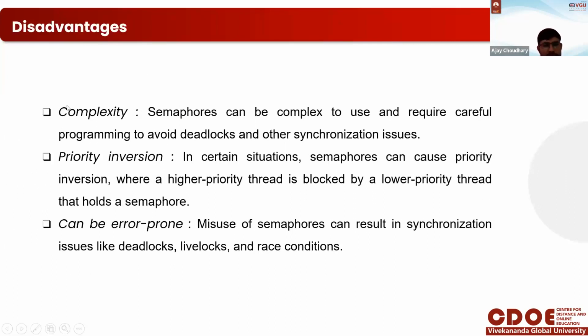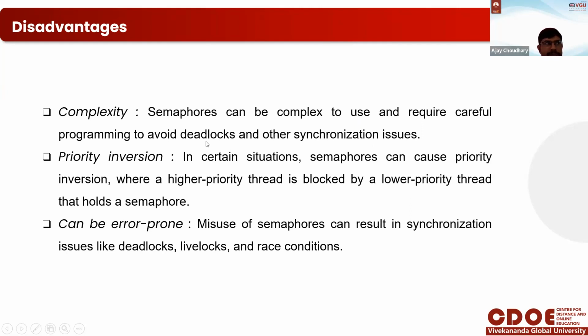These methods are complex to learn and complex to apply. So what is the disadvantage? One is complexity. Second is priority inversion. Third one is that it can be error prone. Semaphore can be complex to use and requires careful programming to avoid deadlock and other synchronization issues.